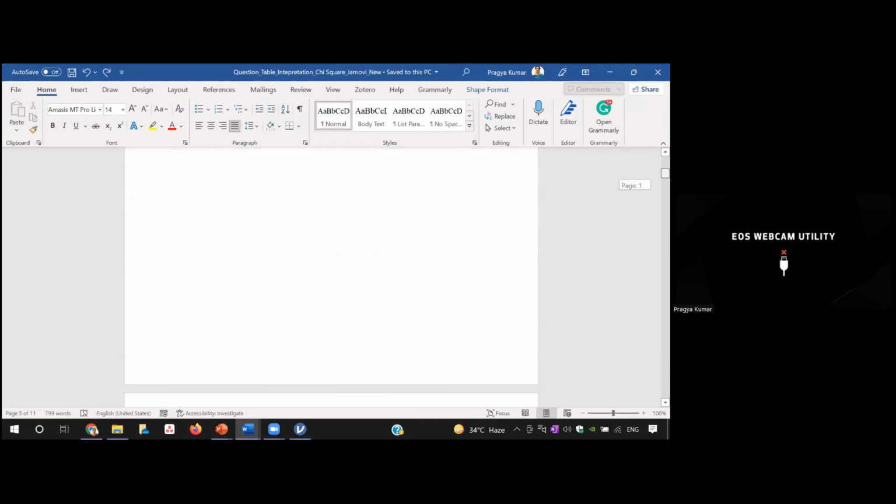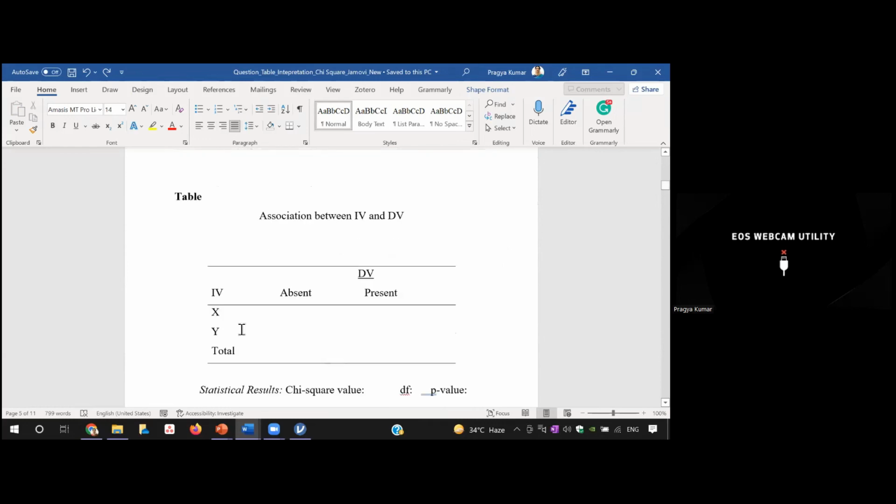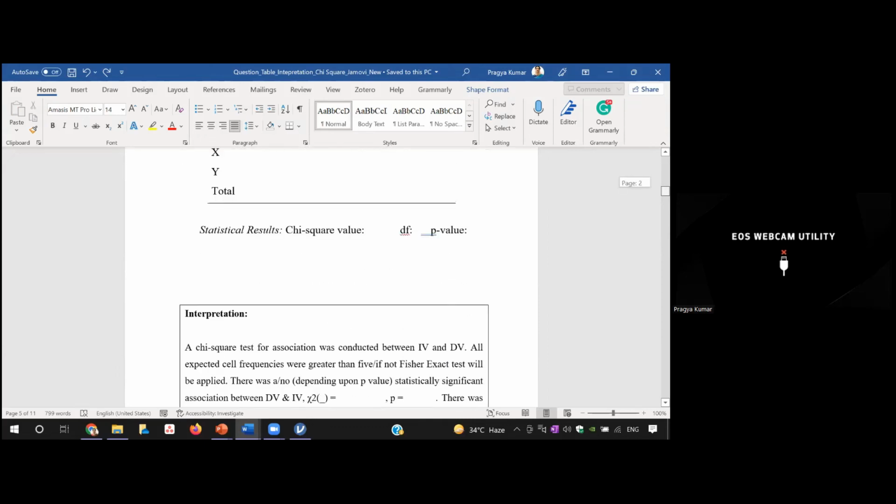So this is the independent and dependent variable. So you can write here maybe the smoker. Here the dependent variable is the oxygen requirement, so present or absent. And in this case, you can write smoking status. You can write in the footnote the chi-square value of the test.